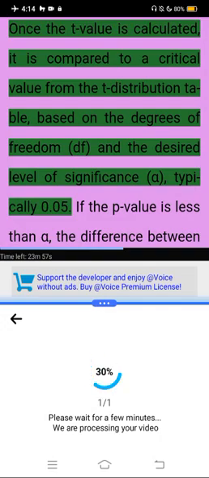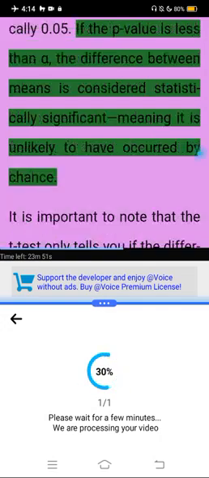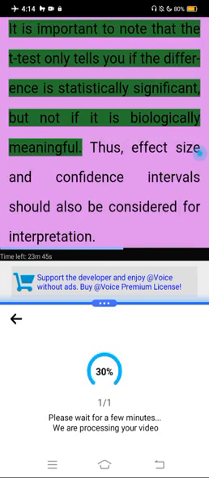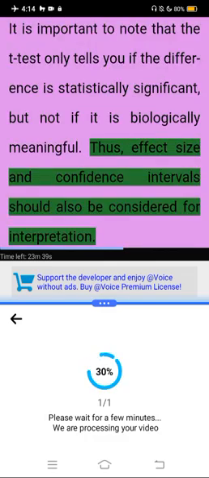Once the t-value is calculated, it is compared to a critical value from the t-distribution table, based on the degrees of freedom (df) and the desired level of significance alpha, typically 0.05. If the p-value is less than alpha, the difference between means is considered statistically significant, meaning it is unlikely to have occurred by chance. It is important to note that the t-test only tells you if the difference is statistically significant, but not if it is biologically meaningful. Thus, effect size and confidence intervals should also be considered for interpretation.